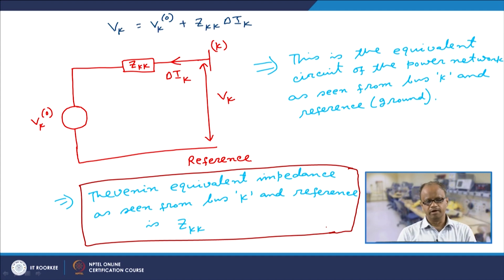Now, the question is, we have found the Thevenin equivalent impedance of the entire power grid as perceived from bus K and ground, but what about the Thevenin equivalent impedance of the entire network as perceived between two buses, let us say bus M and bus N. So, let us look at that. We are now trying to find the Thevenin equivalent impedance of the power grid as perceived from bus M and bus N.